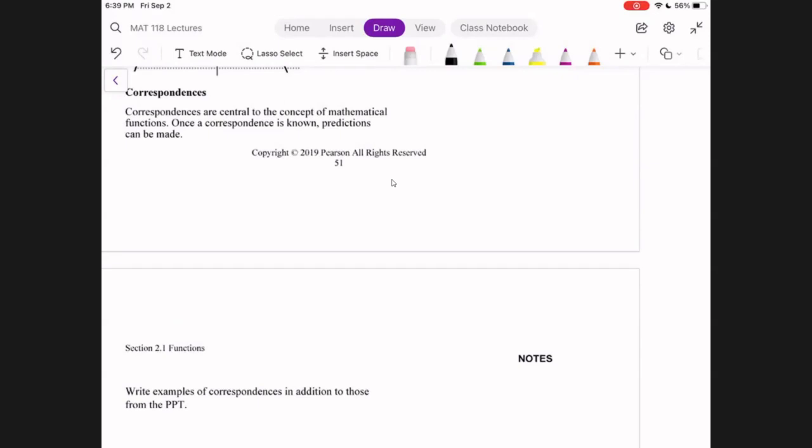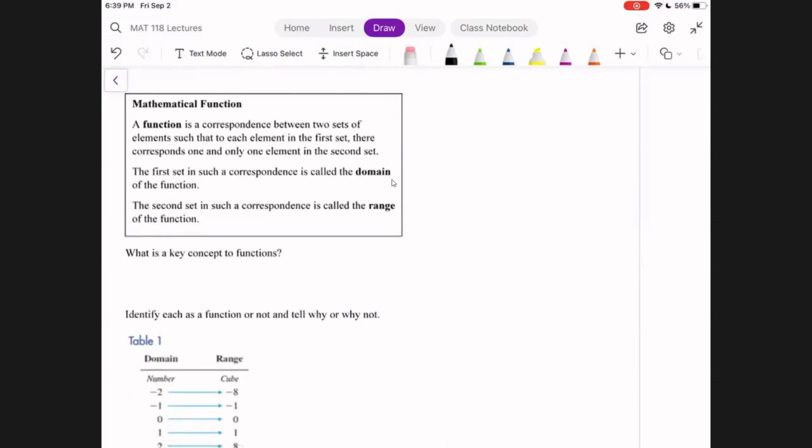Okay. So for this correspondence here, a function is a correspondence between two sets of elements such that each element in the first set, there corresponds one and only one element in the second set. So the first set is called the domain, and the second set is called the range. Okay. So what are the key concept of function. So the function is just a special rule where it tells you if you have these things in your domain, where are they going to go in your range? Okay.